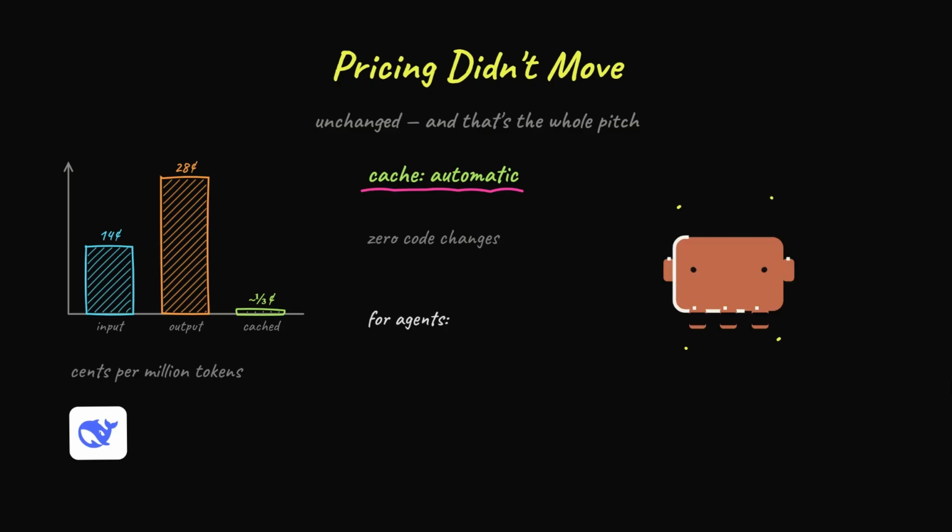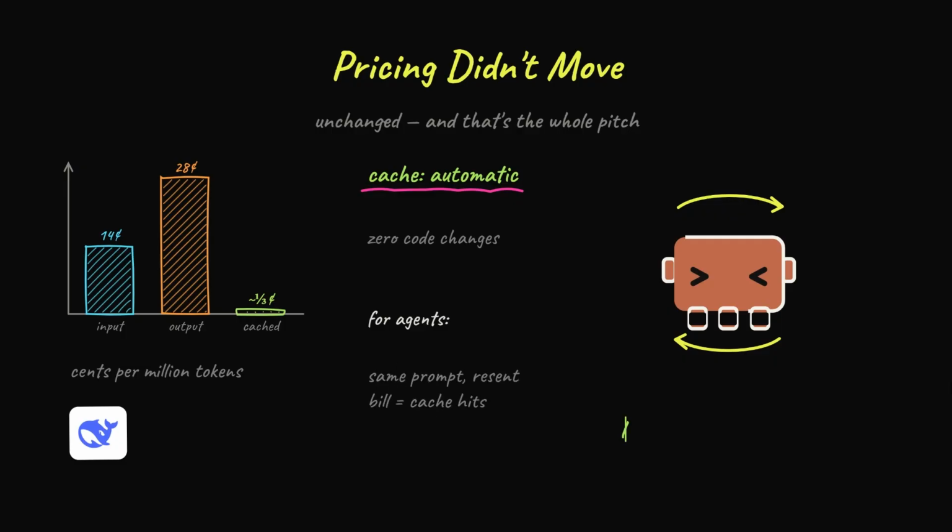Agents resend the same system prompt and the same context over and over on every turn, so most of your real-world bill lands on the cache hit rate. Long-running agent loops on this thing cost almost nothing.